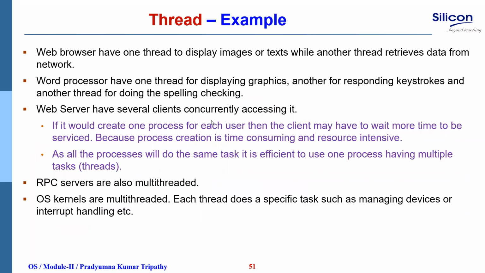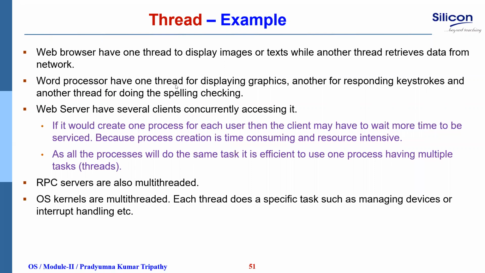If you take an example of a web browser, the web browser has one thread to display the images or text, while another thread retrieves data from the network. So one thread may be busy displaying the image, another for text, another for retrieving data from the network.